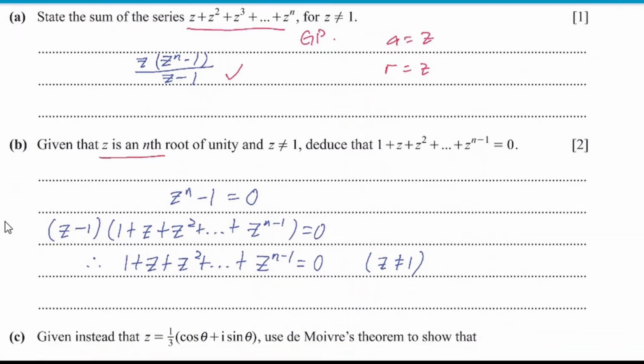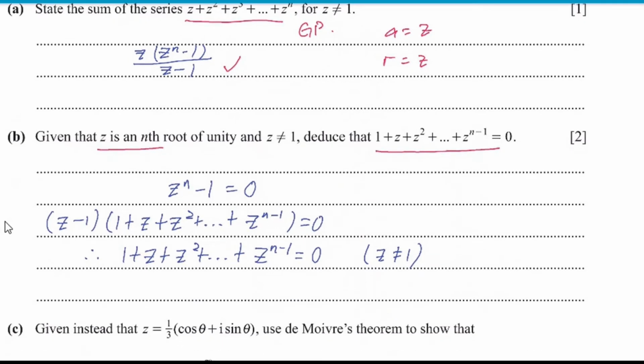If Z is an n-th root of unity and Z is not equals to 1, deduce that we have got this result here. Basically, this is a common technique that we use. It is not coming out from nowhere. This is a common technique that we use all the time.